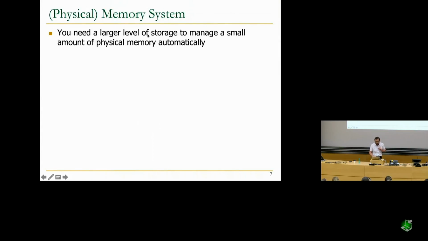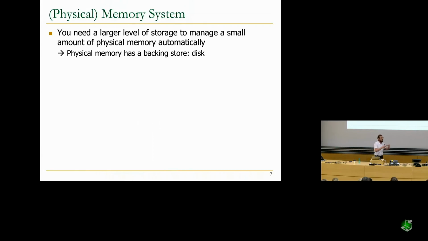Basically, you need a larger level of storage to manage a small amount of physical memory automatically. If you're designing the virtual memory system, you have only physical memory, and how do you ensure that the programmer sees an abstraction? Well, you cannot just assume that all your data is in physical memory, because clearly all your data of all your 400 gigabytes cannot be in your 4 gigabyte physical memory. There has to be some other place where you store the data, and that place is the hard disk, for example. It's called a backing store. So physical memory needs to have a backing store so that you can actually give the illusion of an infinite physical memory.